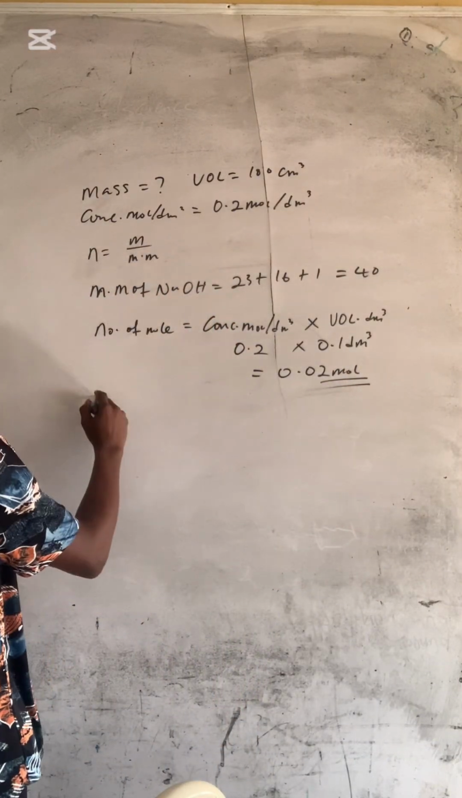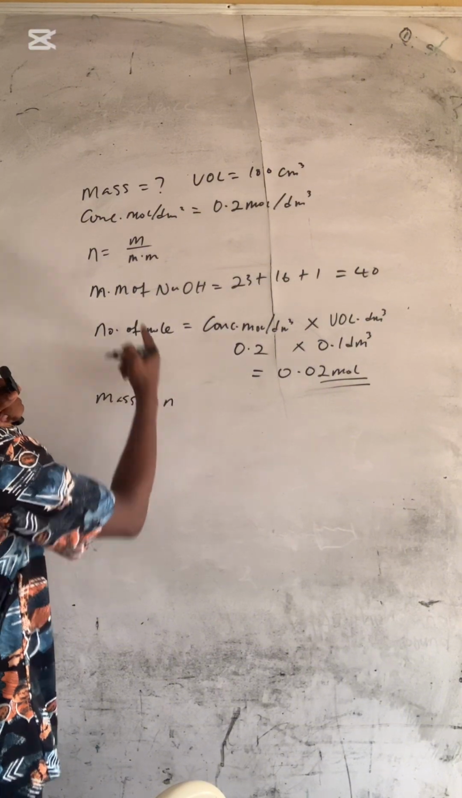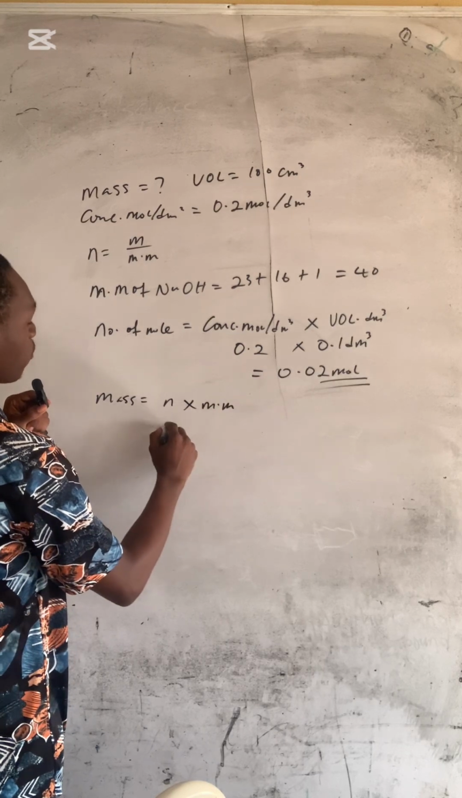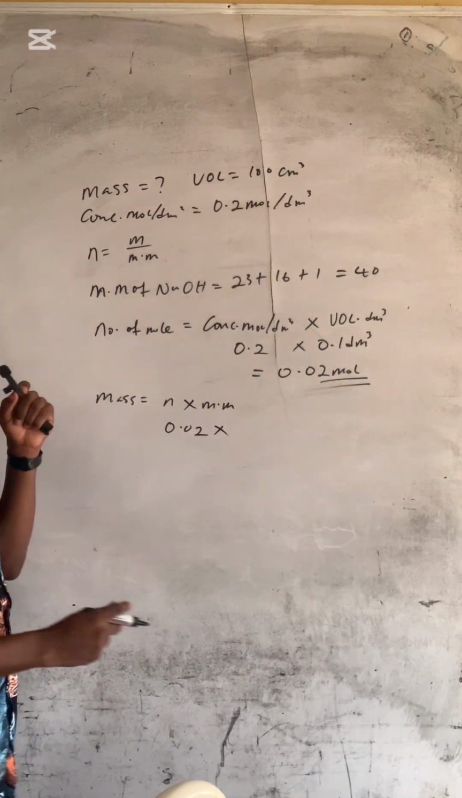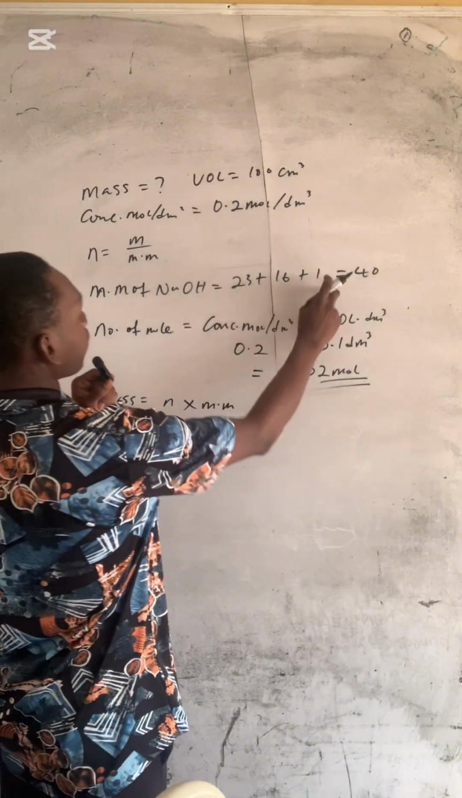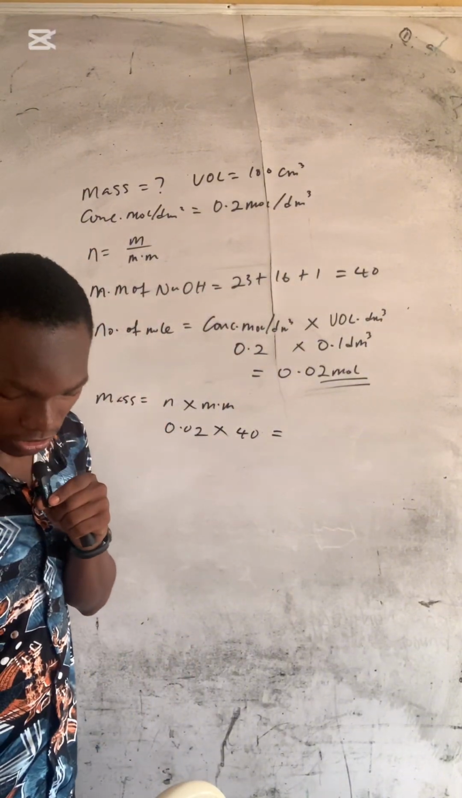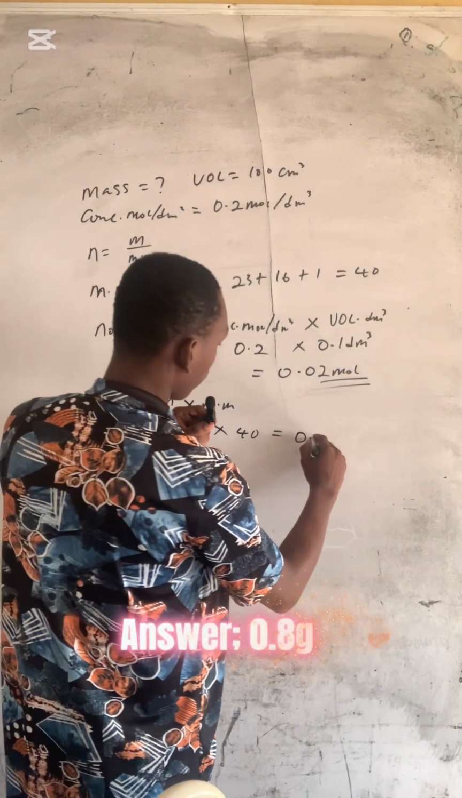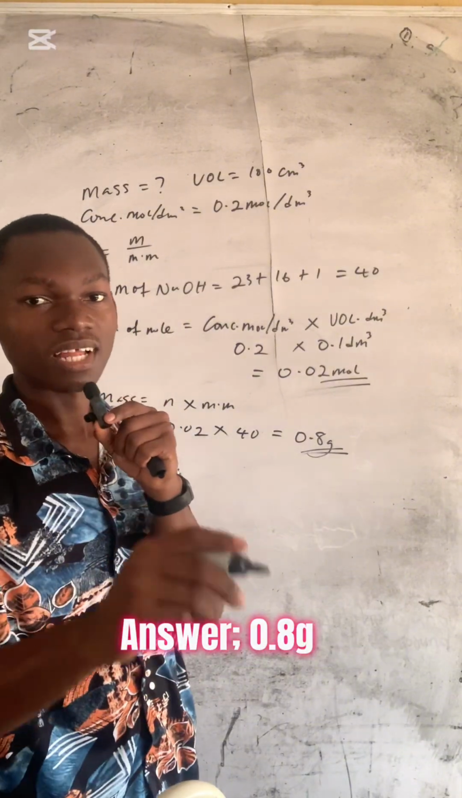So in order for us to get the mass, it will be equal to number of mole times the molar mass. And the number of mole we got is 0.02, and the molar mass of sodium hydroxide is 40. If we simply do that, times 40, that gives us 0.8 in grams.